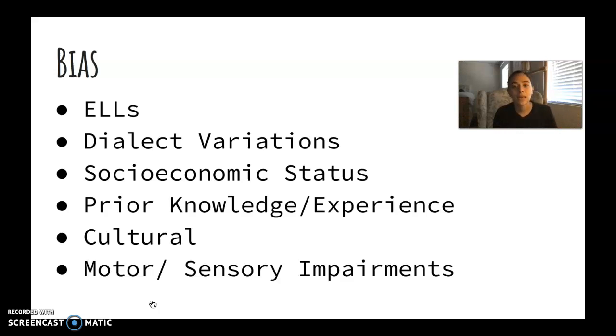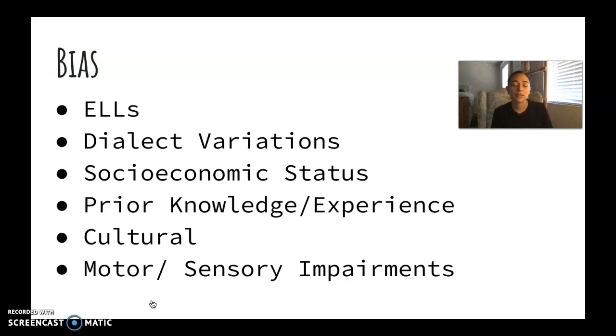Cultural bias. Sometimes kids from different cultures respond to different things in different ways. Even just from the interview process, sometimes kids are taught don't speak to strangers or don't speak to adults unless you have been spoken to first. So even that cultural part of it may affect the score of the child.